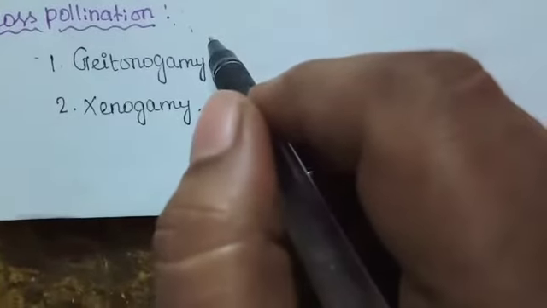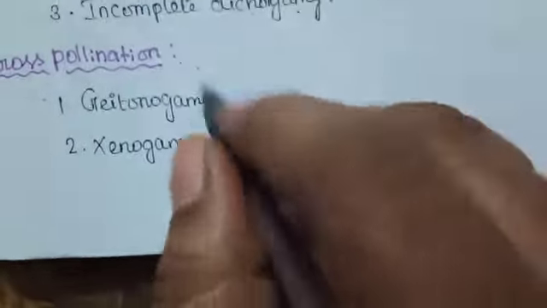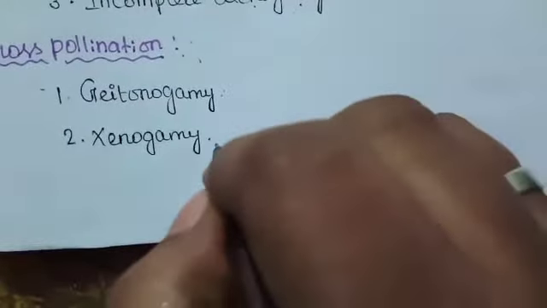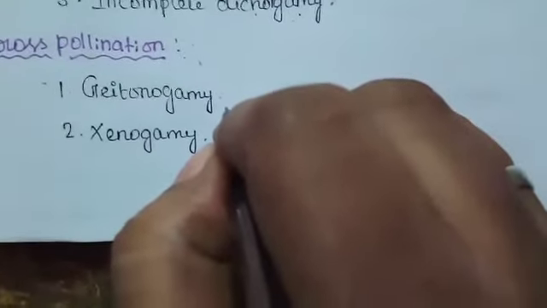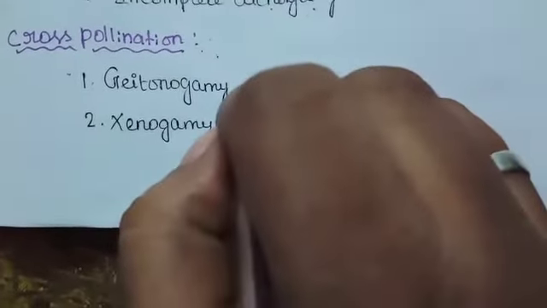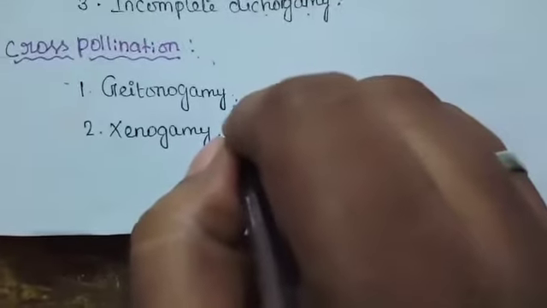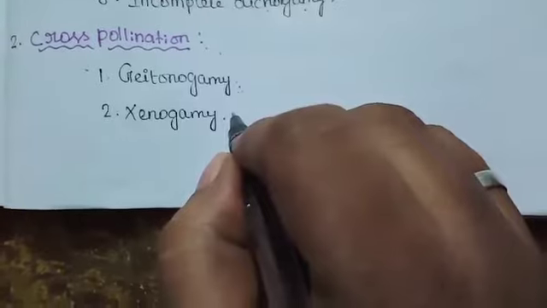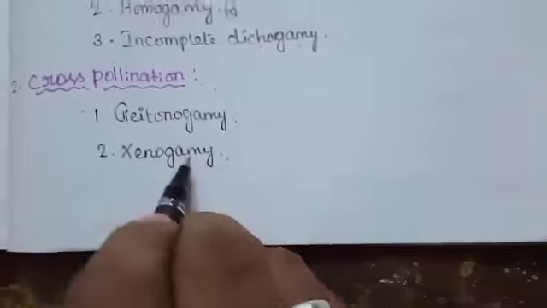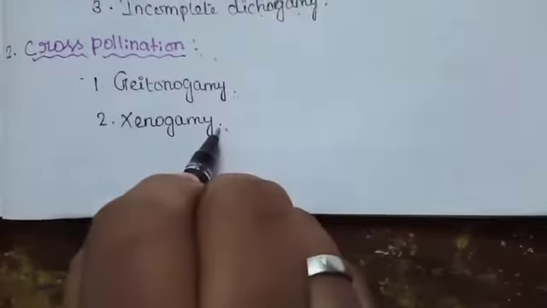Next, cross-pollination. You know very well what cross-pollination is: the transfer of pollen to the stigma of another flower. Cross-pollination is of 2 types: geitonogamy and xenogamy. What is geitonogamy? When the pollen is deposited on another flower of the same individual plant, it is said to be geitonogamy. Xenogamy: when the pollen is deposited on another flower of a different plant of the same species, it is called xenogamy.